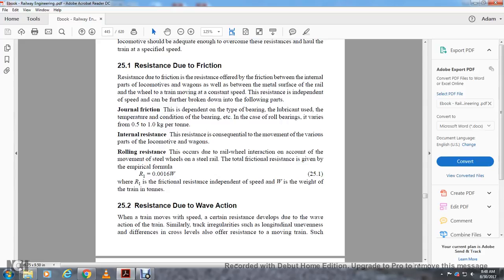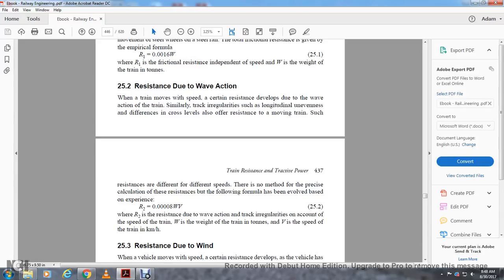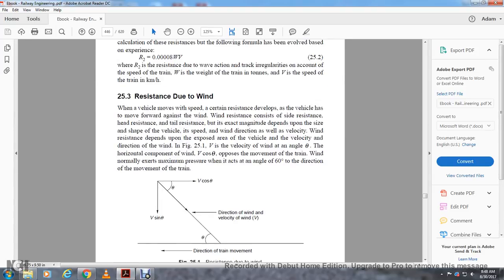Resistance due to wave action of the train movements at speed. A certain resistance is developed due to the wave action of the train. Similar track irregularities, longitudinal unevenness, and differences in the cross level resist the movement of the train at different speeds. There is no method of precise calculation of their resistance formula. The following formula has been invoked based on experience: the resistance due to wave action equals 10 hundred-thousandths of the weight of the train times V, the speed of the train in kilometers per hour.